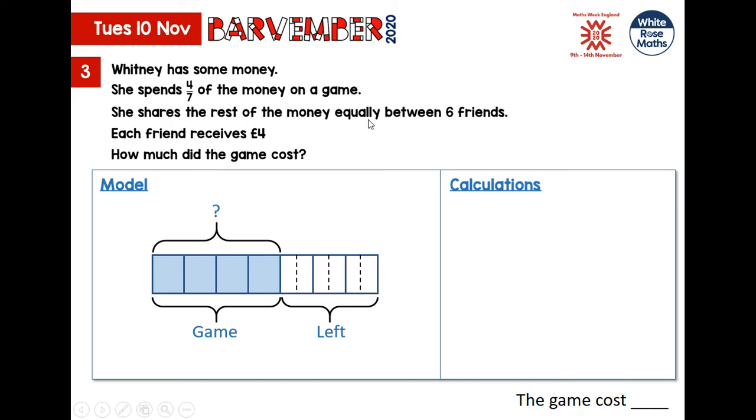Now, if she'd shared the rest of the money equally between 8 friends, then that wouldn't have been so easy, and maybe we need to think about how we would have gone about that. But as it happens, this works okay in this example. Each friend receives £4, so that's each one of these little half parts here is 4, so we can do the same over here. We've got 8 of these, and there we go. We've got 8 equal parts of 4, and that's that sorted.